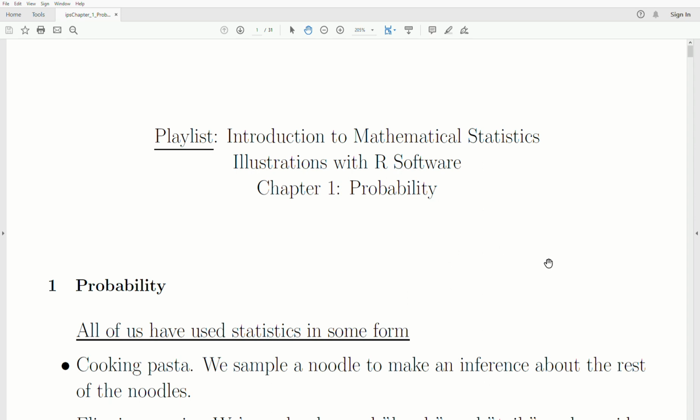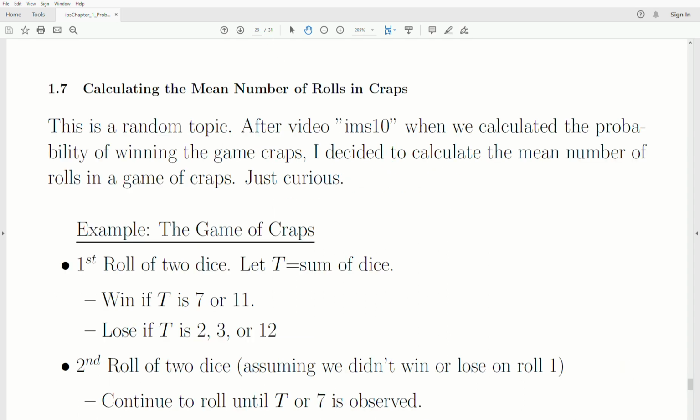Hello, this is the next video in a playlist that I'm calling Introduction to Mathematical Statistics. And we're in chapter 1, part of this playlist called Probability. And let's jump to today's topic, which is calculating the mean number of rolls in craps.